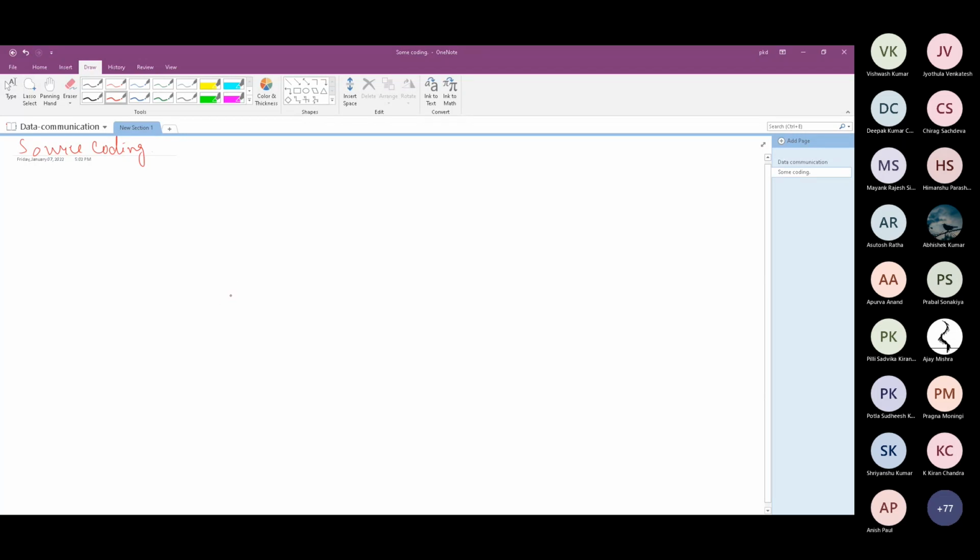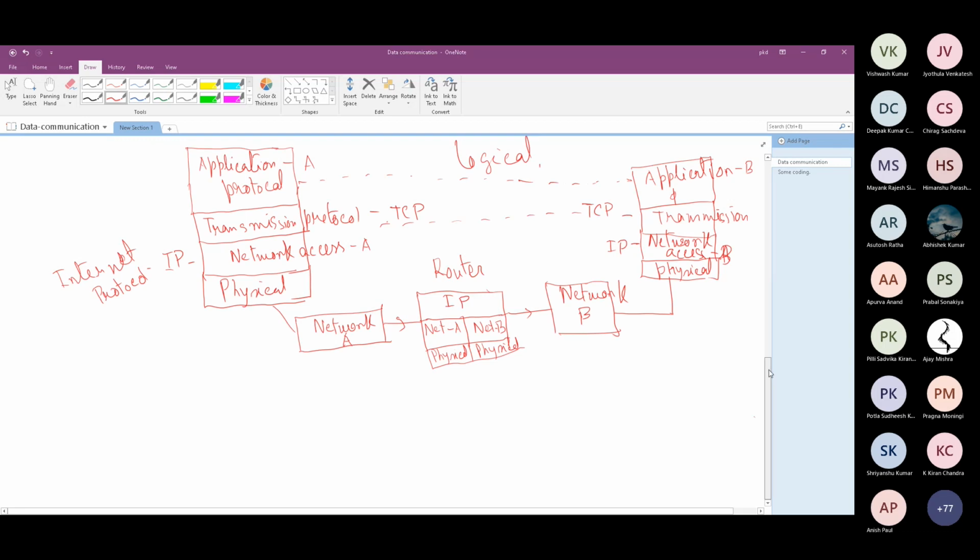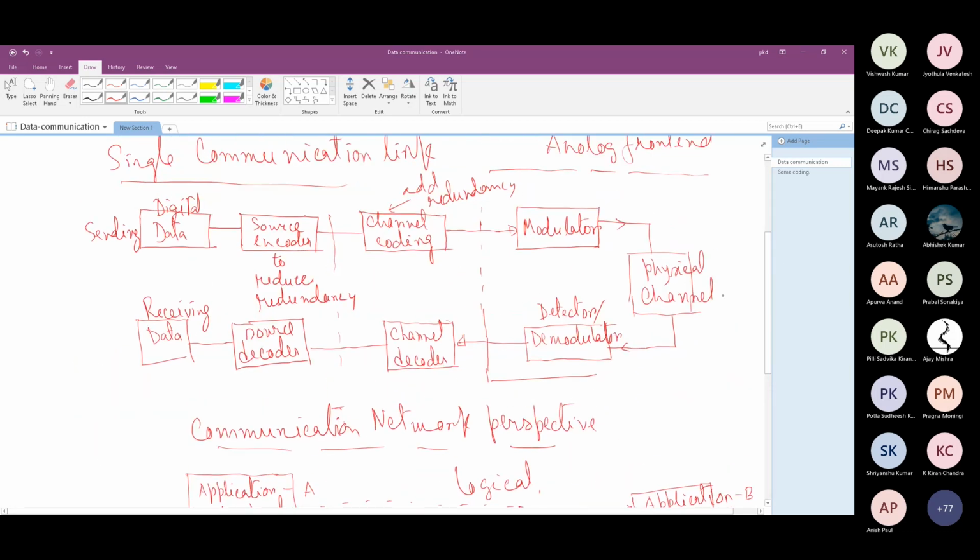Now, in the analog part, of course, we also have these blocks. In case of any analog communication channel, generally there may be a source encoder, and the channel encoder is usually built into the analog front end along with the modulator. So that is for analog communication. How does the source encoder work in analog communication?